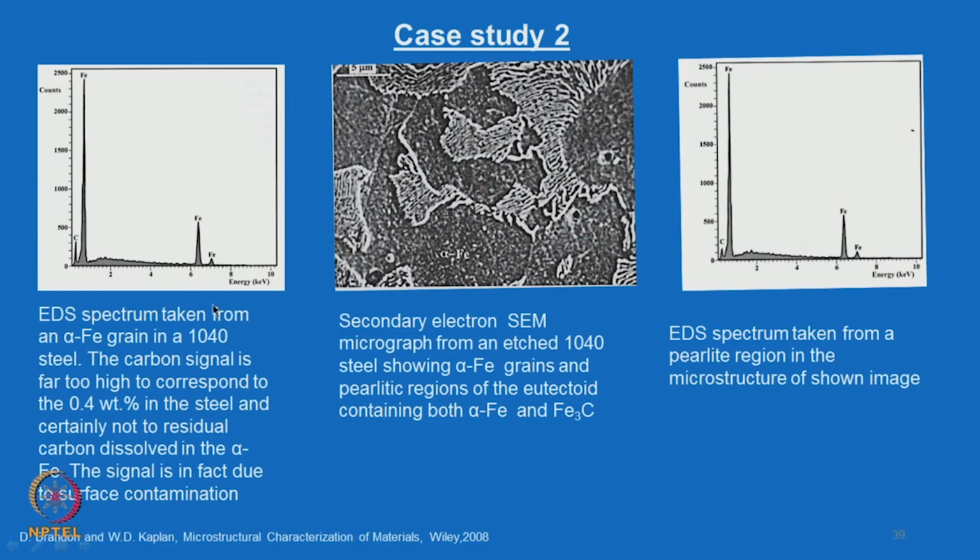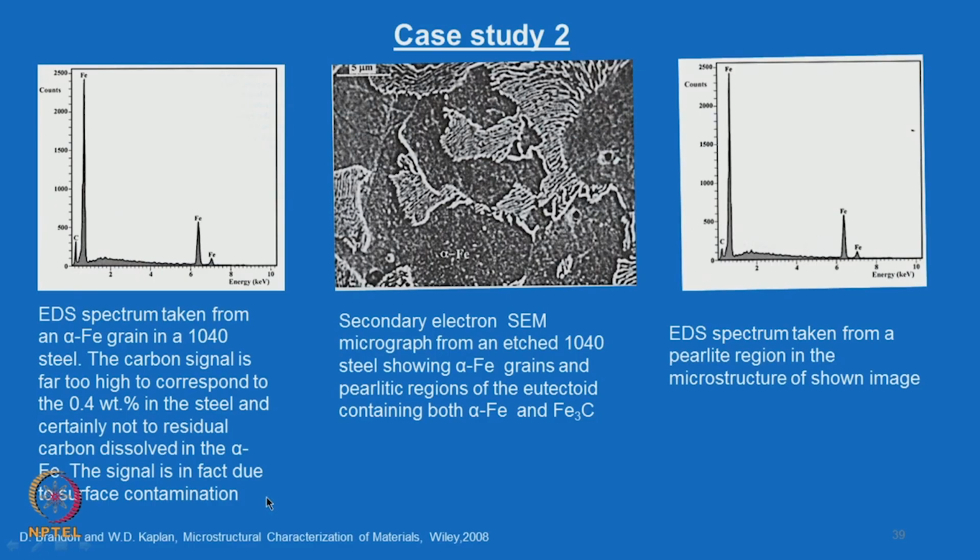So, the first spectrum is recorded in an alpha iron grain in a 1040 steel. This is a plain carbon steel with 0.4 weight percent of carbon. The carbon signal is far too high to correspond to the 0.4 weight percent in the steel, and certainly not to the residual carbon dissolved in the alpha iron. The signal is in fact due to surface contamination.